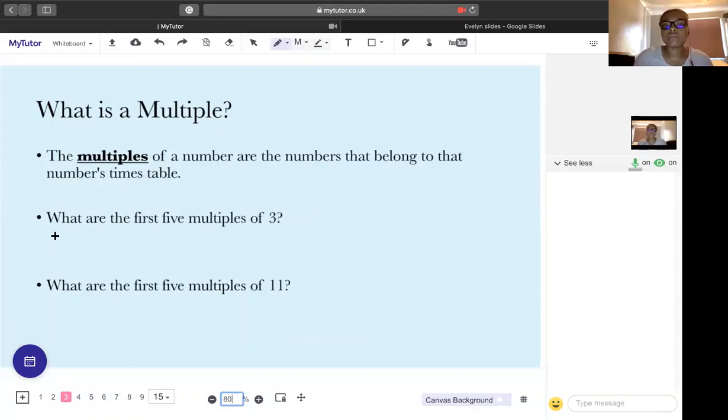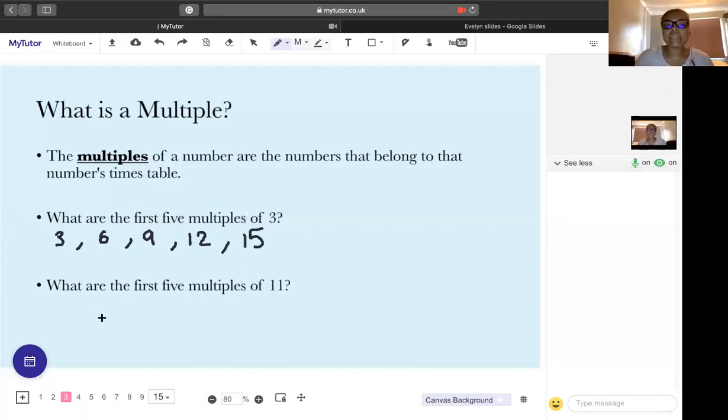So 3 times 1 is 3. 3 times 2 is 6. 3 times 3 is 9. 3 times 4 is 12. And 3 times 5 is 15. Those are the first 5 multiples of 3. If we continued, we get to 18, 21, 24, and just keep adding 3.